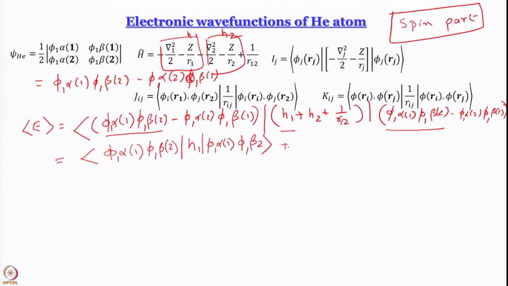But before that, let me try to make sense of this integral. Remember, this integral is really not a single integral. What are the parameters here? There has to be dr1, there has to be dr2 and there has to be ds spin also. So it is actually a triple integral. In principle I should be able to separate it out into a product of maybe 3 integrals. Can we do that? Let us see.